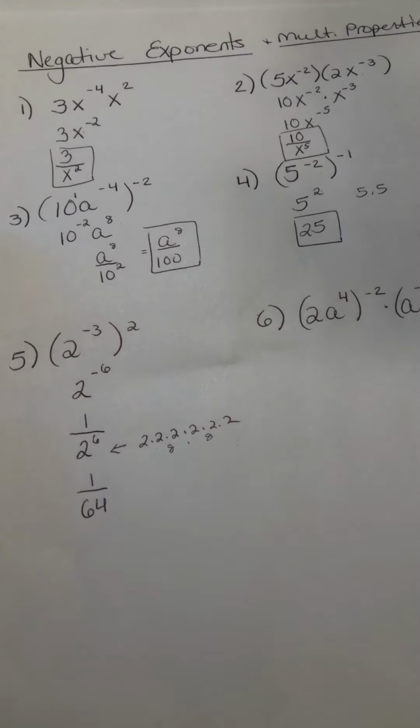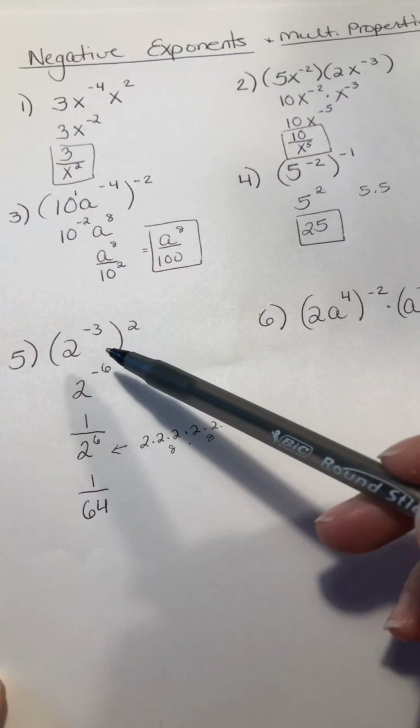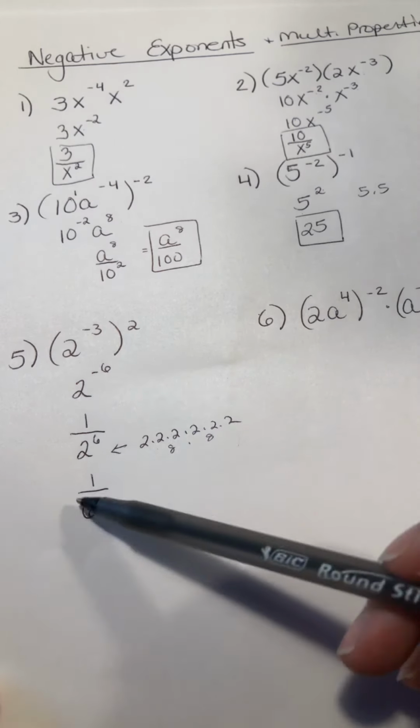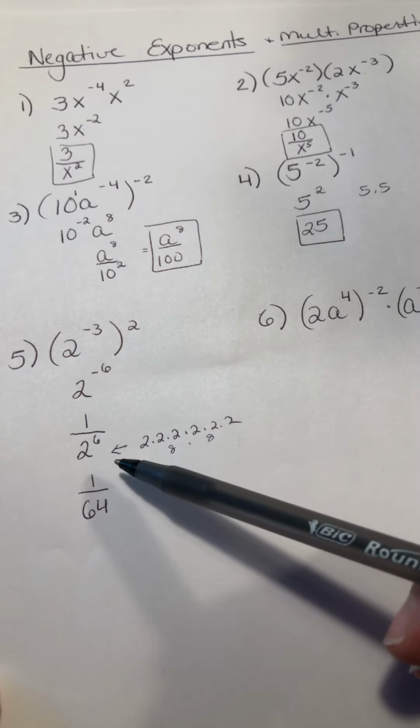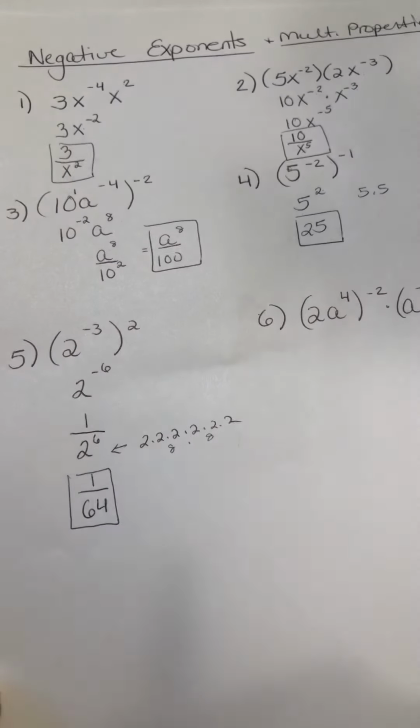8, which is 64. So thinking about it, when you have something being raised to a negative power, you don't get a negative answer. This is still a positive answer. It is just a very small answer. It's tiny.